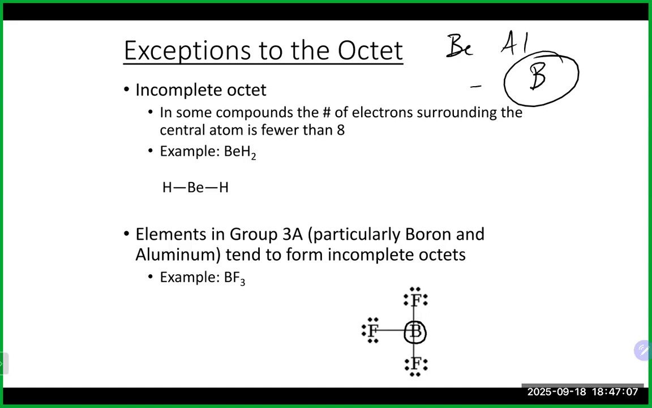And I would say probably most of the time, boron is really the one that's going to come up the most, as aluminum and beryllium sometimes are, a lot of times in ionic compounds. Here's beryllium dihydride here. And again, our beryllium here actually only has 4 electrons, as opposed to obviously 8.